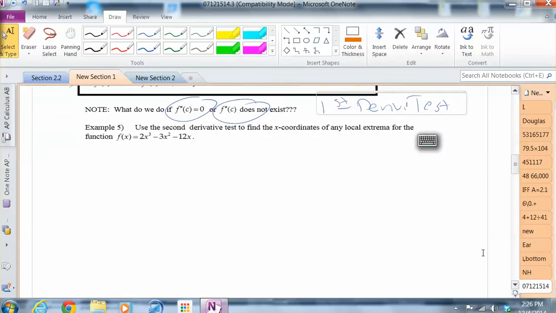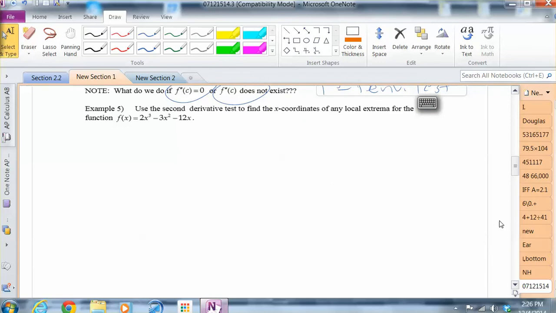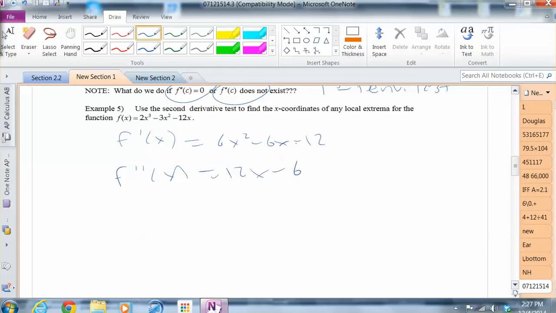So let's try this new test on this function here. f of x equals 2x cubed minus 3x squared minus 12x. So the first derivative should be pretty easy: 6x squared minus 6x minus 12. The second derivative is also pretty easy: 12x minus 6. Okay.